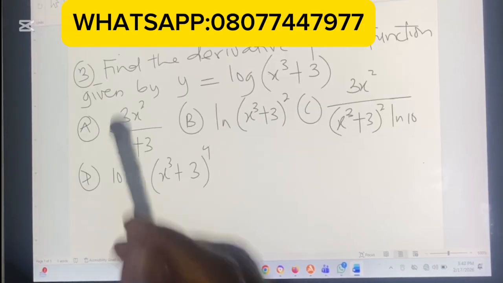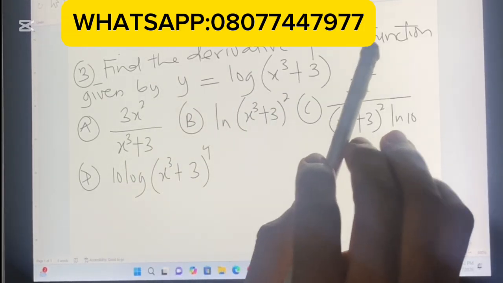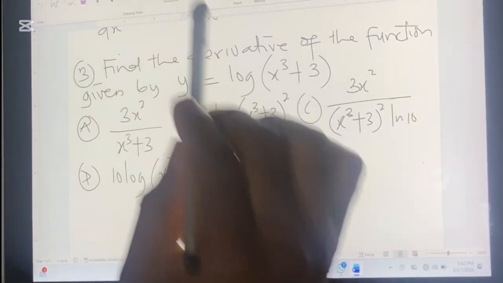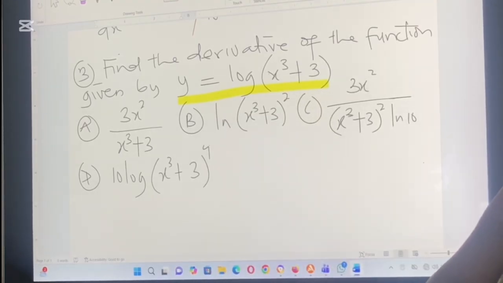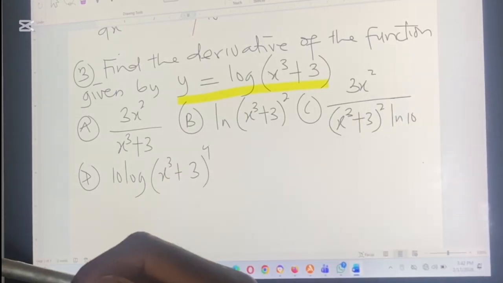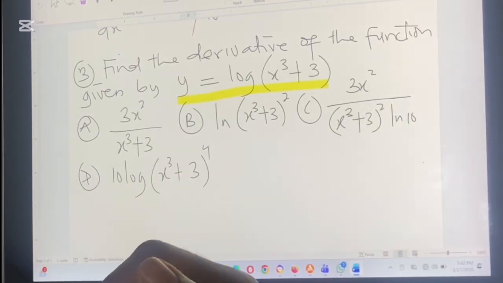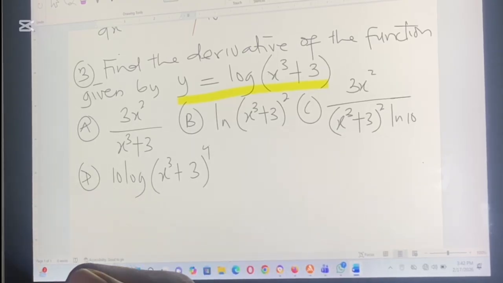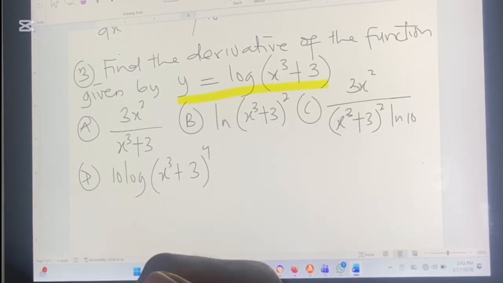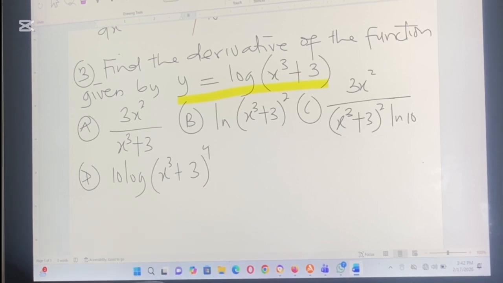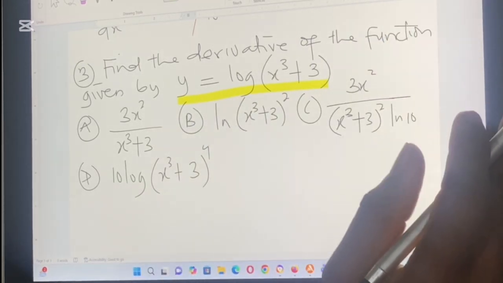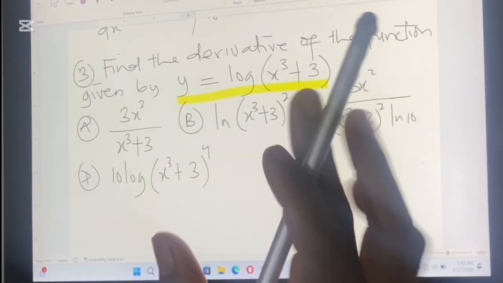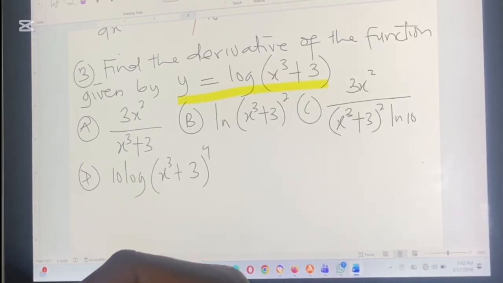Question 3. They said, find the derivative of the function given by y equal to log of s raised to 3 plus 3. Okay, now earlier I told us that whenever you are asked to find the derivative of a particular equation, the first thing to do is to identify the function. Please take notes. Now the function here is a logarithmic function, that is logarithm. So the question now is, how do we differentiate a logarithmic function?